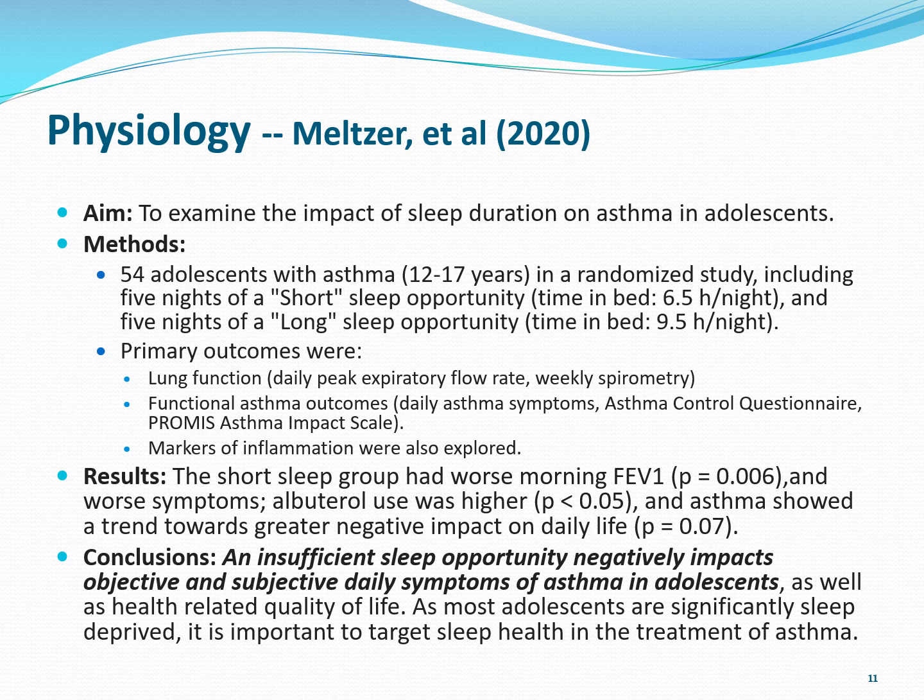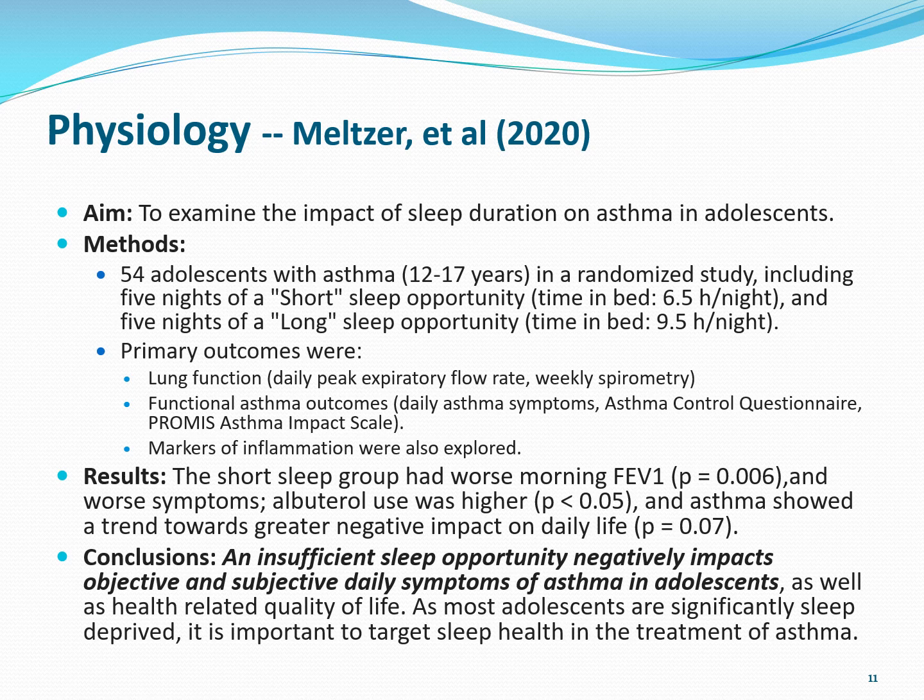0.06, it's 0.006, okay? So it's a 0.6%. It's not a 6%. So that's a good p-value. It's a very low p-value. It really says that there was well less than a 1% chance that these results were by chance. Worse symptoms, so albuterol use was higher.